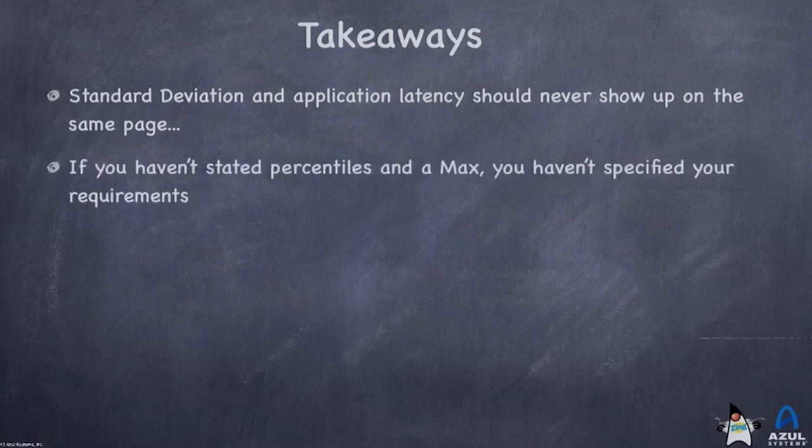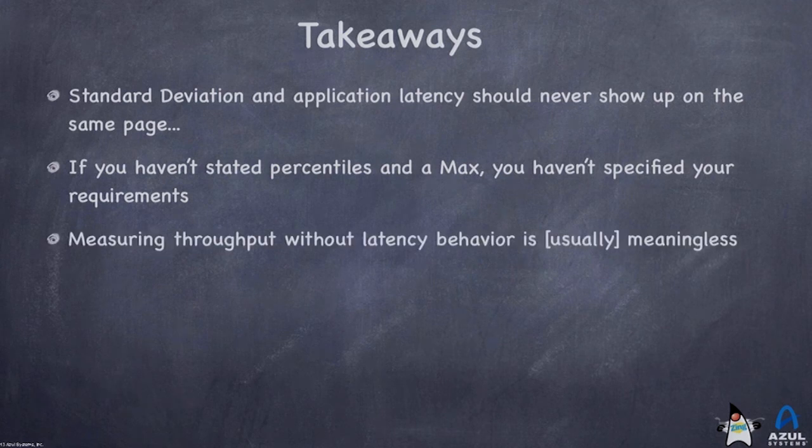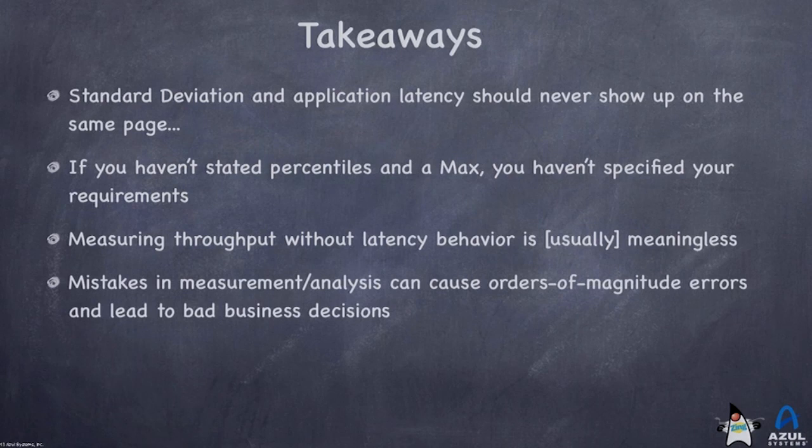So that's it for the bragging. On the takeaways, standard deviation is never, never to be done. Hopefully it's not even on the same page as your results. If you haven't measured percentiles and max, you haven't really characterized your system. You want to measure latency with throughput. One without the other doesn't actually have a meaning. If you want perfect latency, measure an idle system. If you're running full out and not measuring latency, you haven't really measured what happens when you're running at that throughput, right? So measure them together and then plot different scenarios.